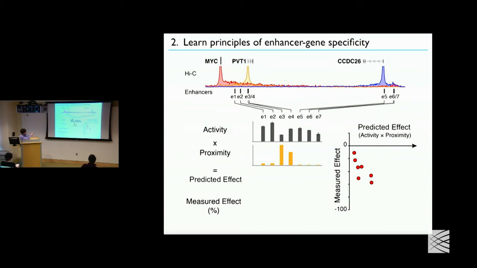In this case, E3 and E4 are in this key critical window where the Hi-C contact probability really spikes. And so they have much higher proximity values than the other enhancers. And that leads to much stronger predicted effects on the expression of this gene. And it turns out that when you actually measure the effects of those enhancers on the gene, that corresponds really well. So one more gene out on the end.